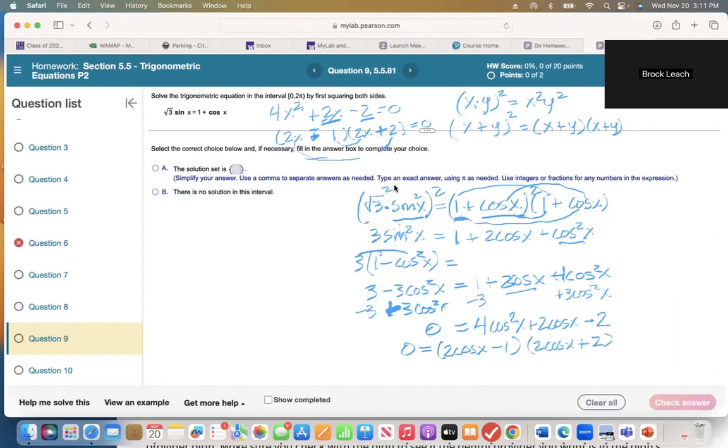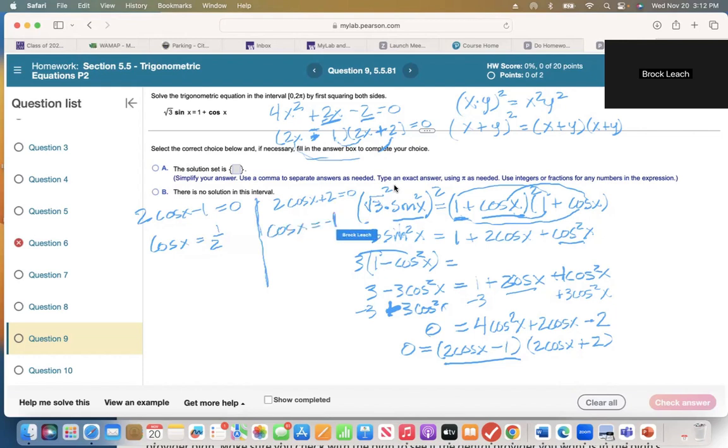All right. So the first one, let's take this and set it equal to 0. So 2 cosine x minus 1 equals 0. And then 2 cosine x plus 2 equals 0. Adding 1, dividing by 2, this is going to give me cosine x equals positive 1/2. These are 2 separate here. And I'm going to subtract 2, divide by 2. That's going to be cosine x equals negative 1.